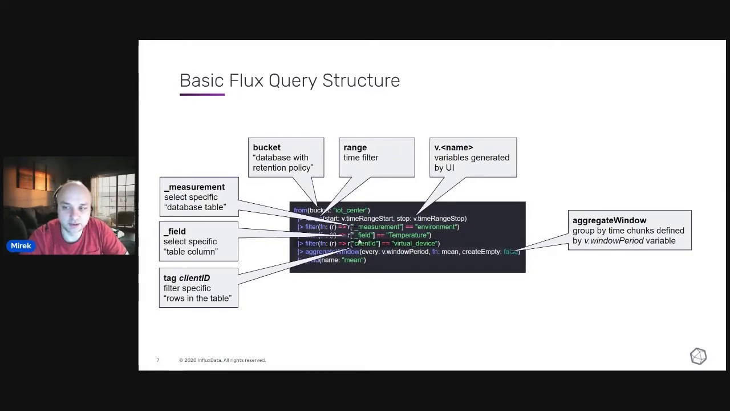The next one, underscore field equals temperature, means I would like to see a specific column called temperature. So it's a filter which defines what column I want to see. And the next row defines client ID equals virtual device, which is something like varchar in SQL. So we define the filter, what rows we want to see, only the rows where the client ID is virtual device.